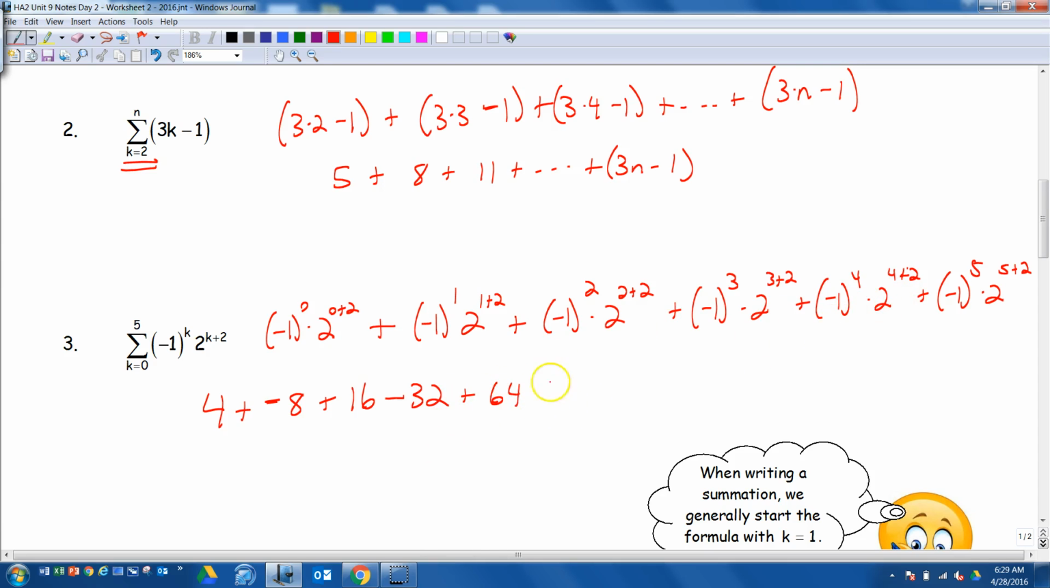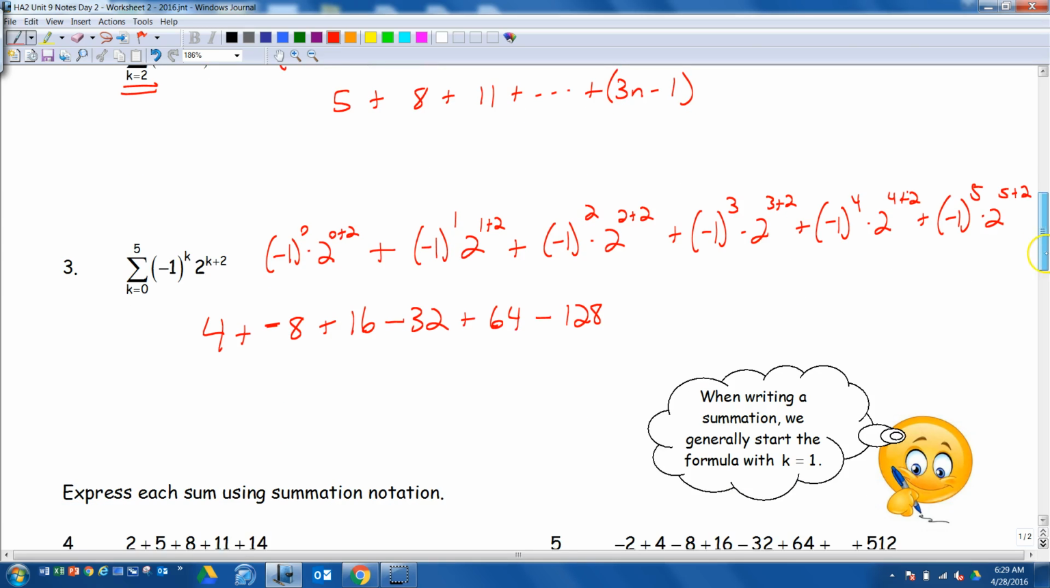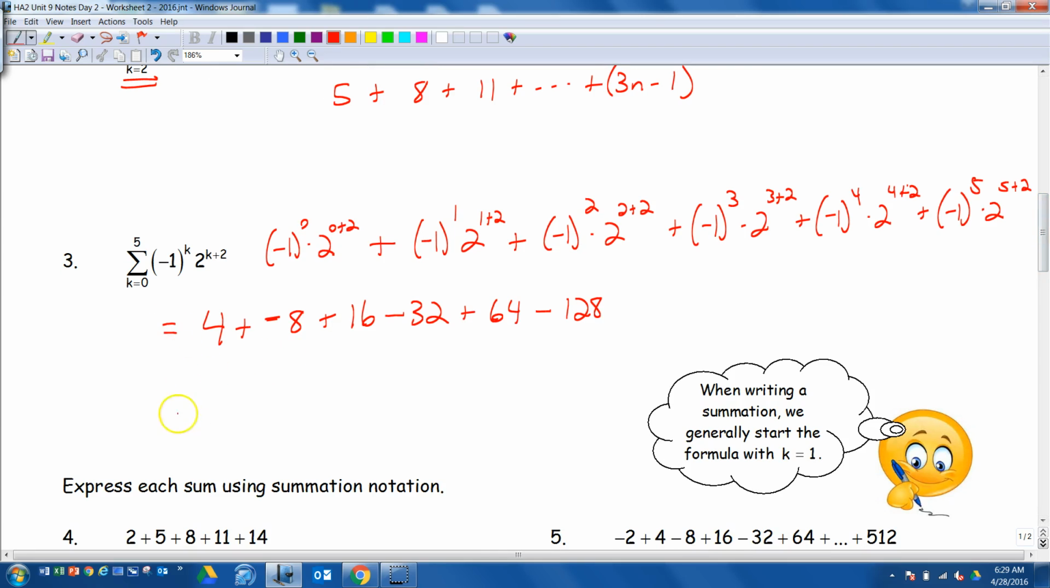You should also see the pattern here. It's going up by a multiple of 2. And then the last one's going to be minus, because it's an odd power. And then 2 to the 7th is 128. So this would be an expanded form, and then we can actually solve this. If you add all those together, you get negative 84. So this value here is negative 84.